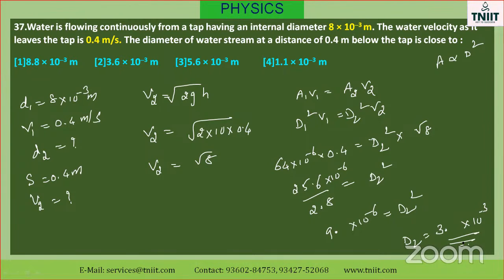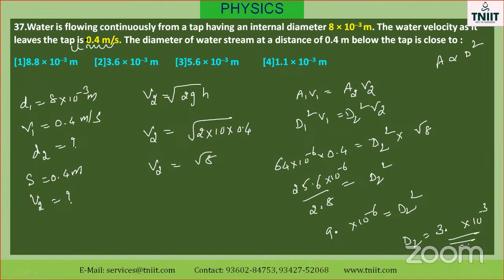Somewhere we did something wrong, I think. Check the problem. Because 3 point something, 3.6 is very far. Look at this. The water drop is leaving the tap with what speed?